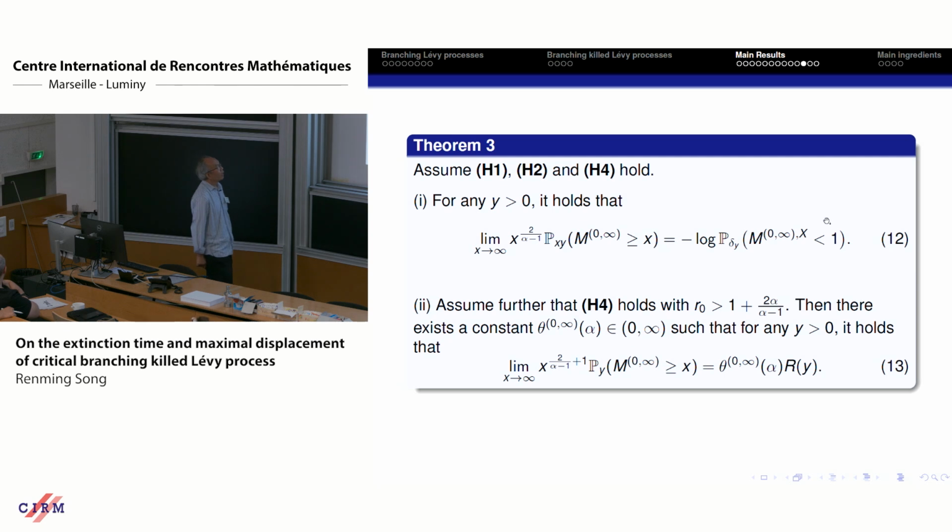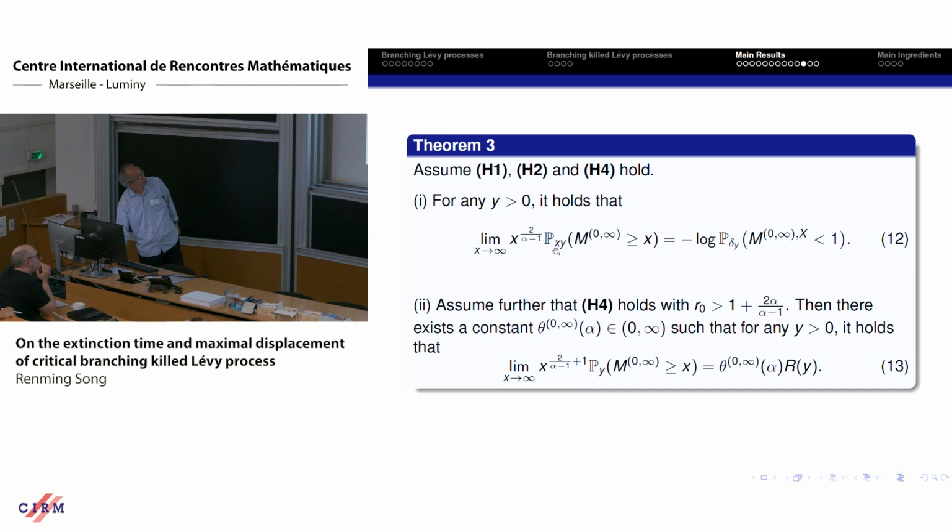And for the next result, I'm going to make H4 a little stronger. Remember, H4 with R0 larger than 2 alpha over alpha minus 1. Now assume this R0 is larger than 1 plus that. So of course, in the case of Brownian motion, instead of larger than 4, it will be larger than 5. Then in this case, if you start with a fixed point y, so this y doesn't change, then this is 2 over alpha minus 1, here it will be 2 over alpha minus 1 plus 1. In this case, you have a limit, the tail behavior.